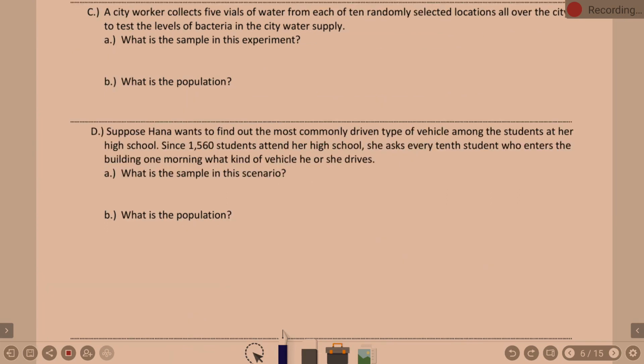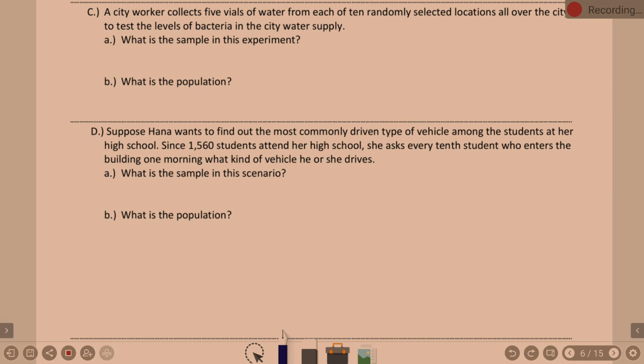So C, a city worker collects 5 vials of water from each of 10 randomly selected locations all over the city to test the levels of bacteria in the city water supply. Okay, and then the questions are, what is the sample in this experiment? And what is the population? Okay, so city worker collects 5 vials of water from each of 10 randomly selected locations all over the city to test the levels of bacteria in the city water supply.